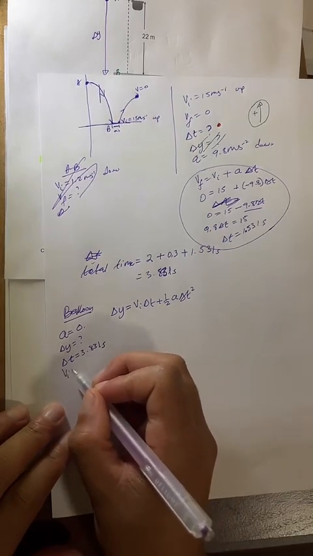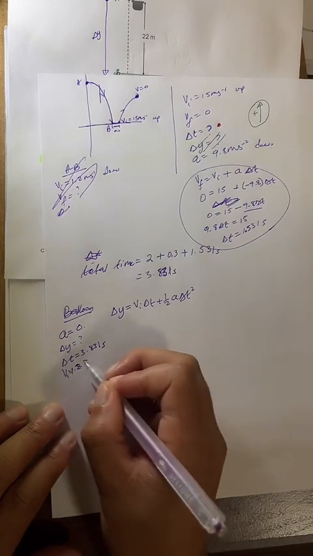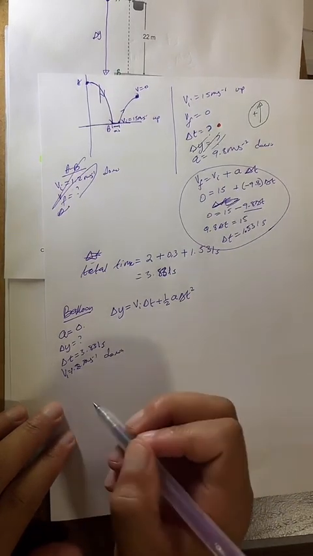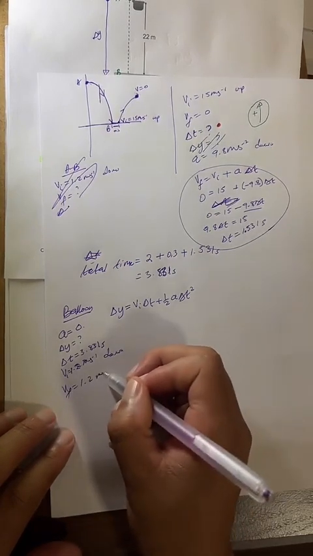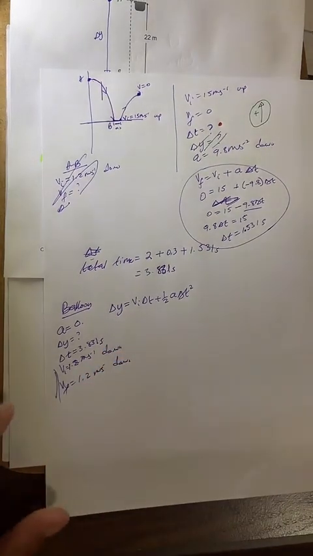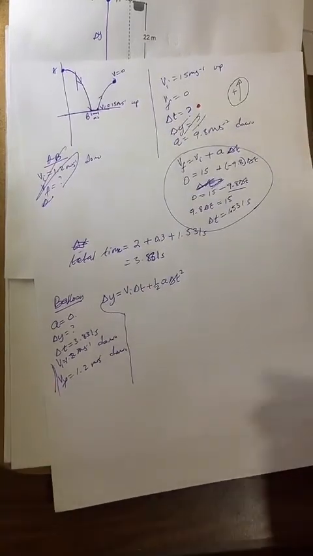The initial velocity is 1.2 meters per second down. The final velocity is also 1.2 meters per second down, because remember it is maintaining the same velocity. So let's substitute all the values for the balloon in this formula now.